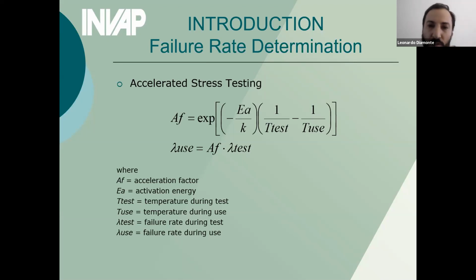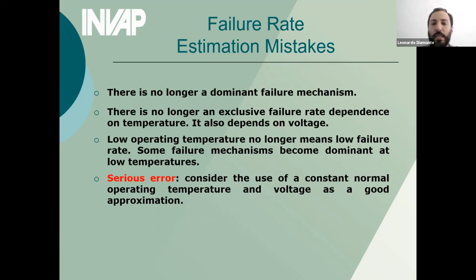in the term of real conditions, there is a problem Roberto observed, that the manufacturers and testers make use of constant conditions. For example, a fixed temperature and a fixed operating voltage. And of course, this isn't the reality. And this kind of estimation is suspected to have a big difference between the estimation and reality.